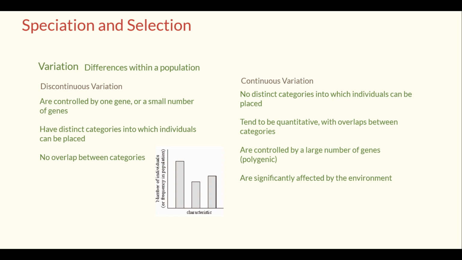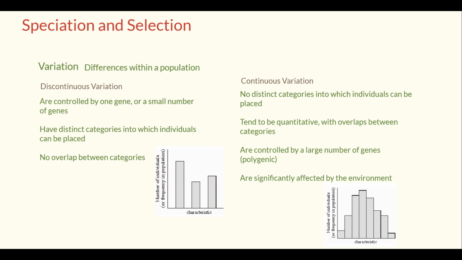So for continuous variation, there are no distinct categories, and the data is always quantitative. So this could be things like height or weight, where multiple genes are controlling that one characteristic. And we call this polygenic. So when we're representing this in a graph, we can represent it as a histogram. The difference between a histogram and a bar chart is there are no gaps between the bars on a histogram.